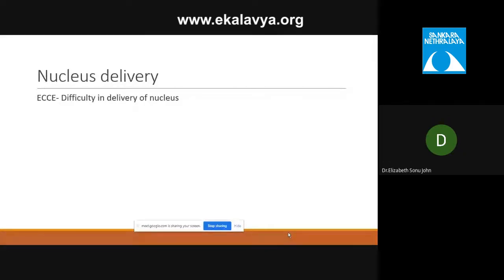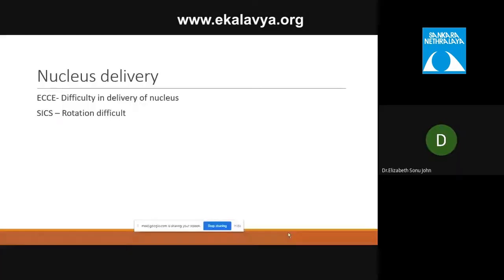Okay, so next is nucleus delivery. During nucleus delivery, what causes difficulty in nucleus delivery in SICS? Inadequate keratome entry, so your section is small. Then the rhexis is not good. But what do you see? You're trying to prolapse the nucleus and you find that the rotation is difficult. So you should ask whether there is a bit in the chamber. That is why rotation is difficult.